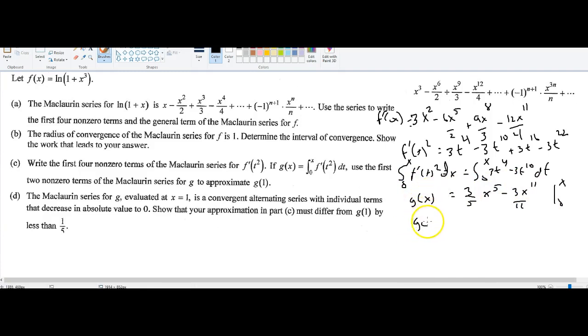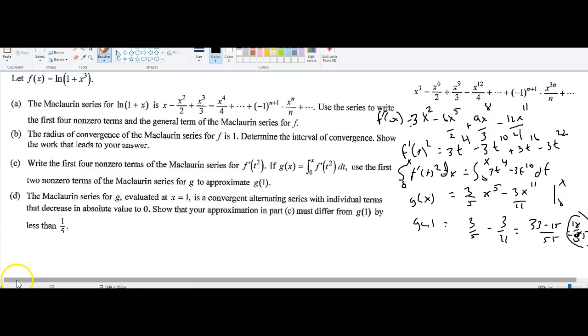What if I want g of 1? All right, I plug a 1 in. So I'm going to get 3/5 minus 3/11, which is 33 minus 15 over 55, or 18/55ths. All right, that should be good for that problem.